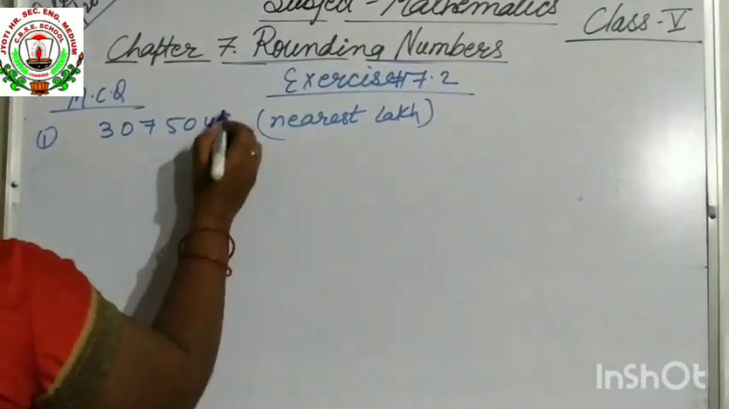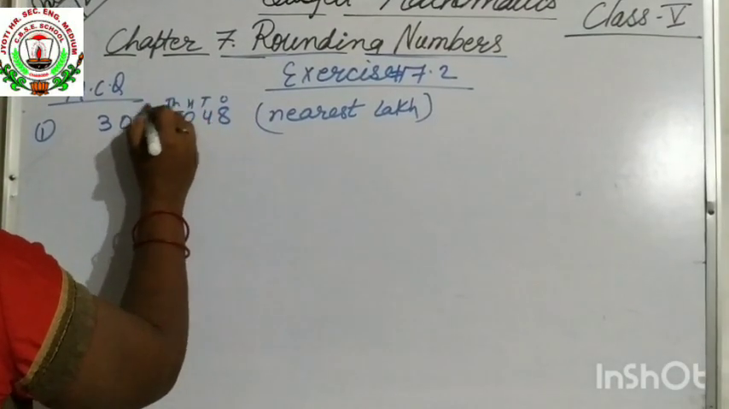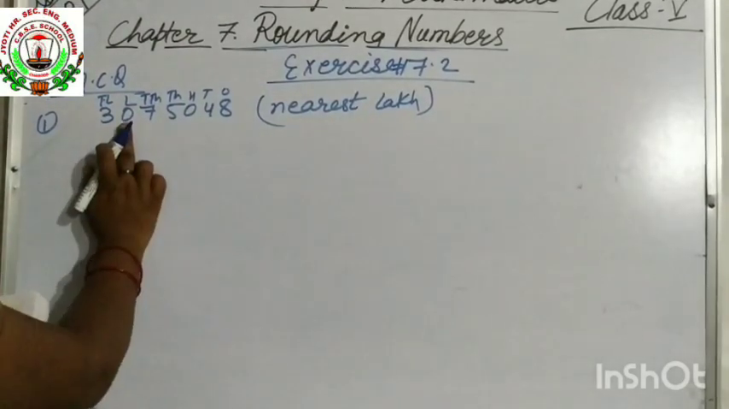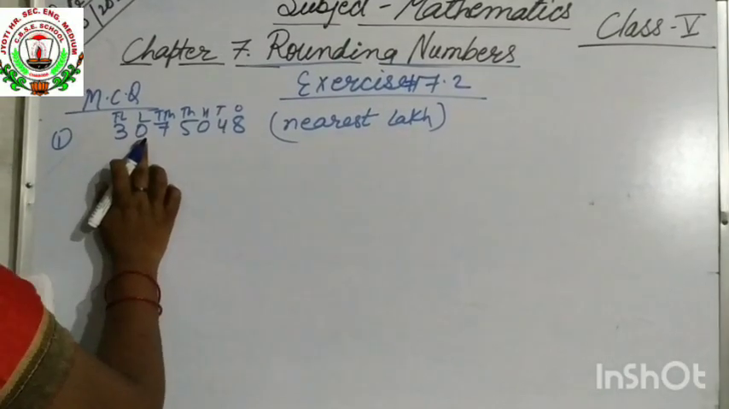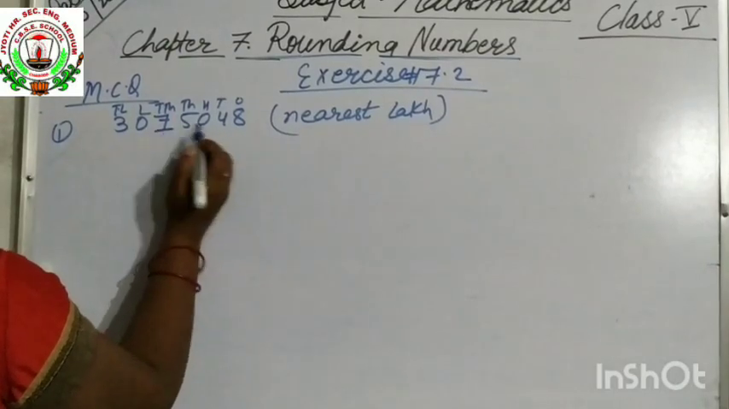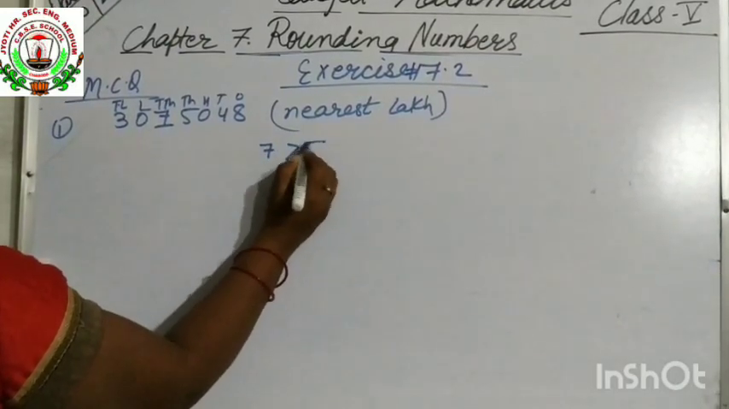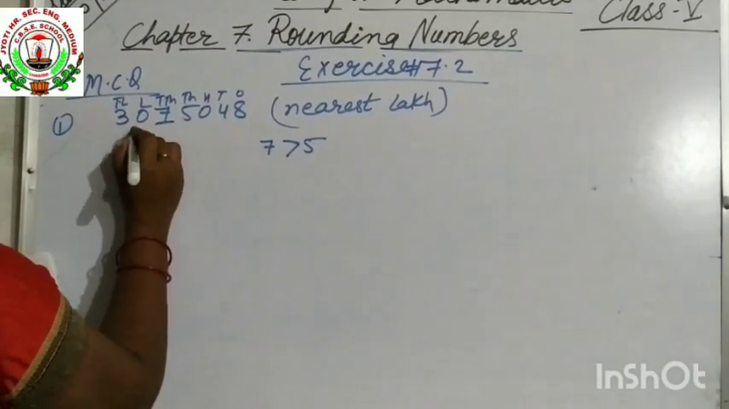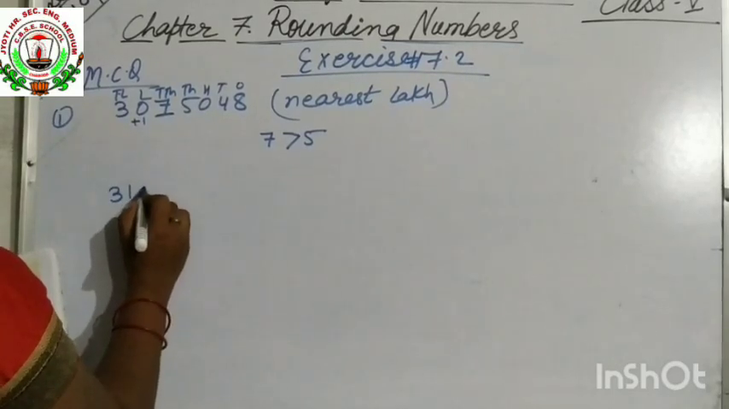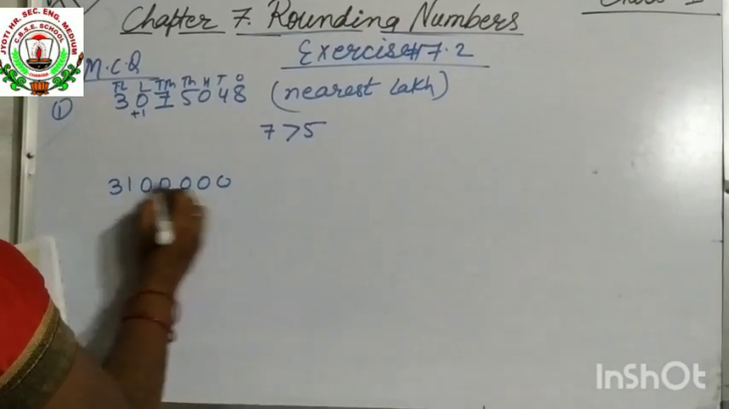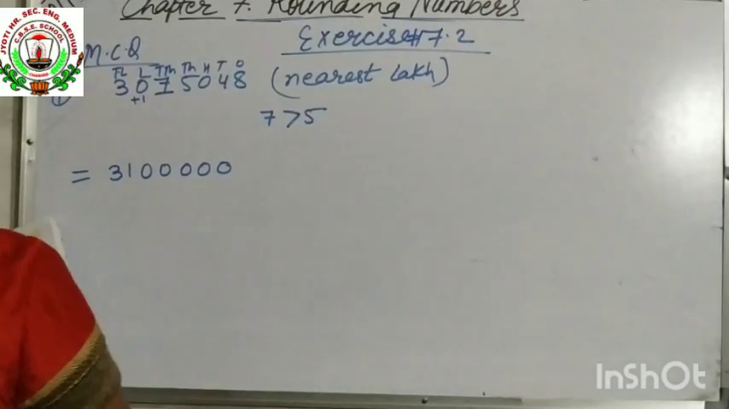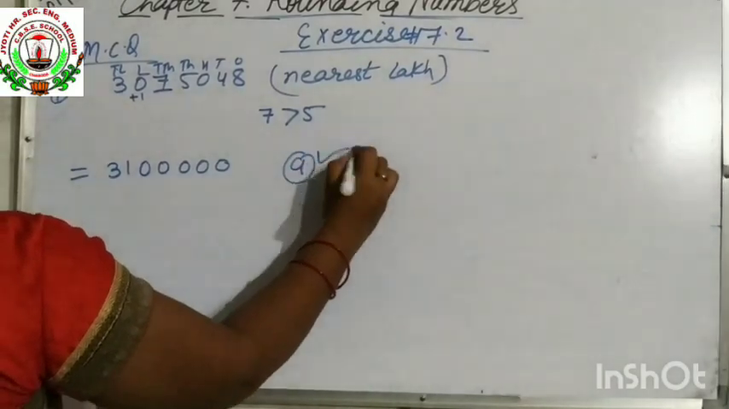We have to do nearest lakh. Now see, first ones, tens, hundreds, thousands, ten thousands, lakh, ten lakh. For nearest lakh, we will round up this number. So first we will see the ten thousands place number, which is 7. 7 is greater than 5. If it is greater than 5, then you will add 1 here. So 0 plus 1 is 1 and all the digits will be 0. So it is the nearest lakh. So your option number A you will mark correct.